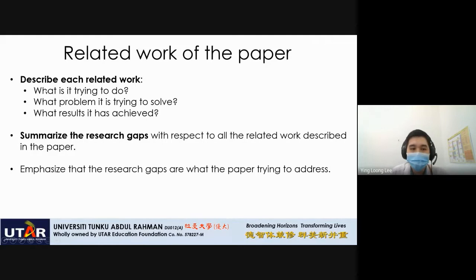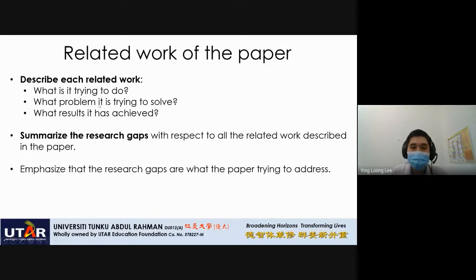So these 3 questions here are not really a must, but if you have them, it will be good. Sometimes the description of the literature review can be very simple. It tries to achieve something with this. So 1 sentence can answer all these 3 questions. You don't necessarily need to write a lot of sentences to explain this. You should summarize them, but your summary should consist of this: what is it trying to do, what problem it's trying to solve, and what result it has achieved.